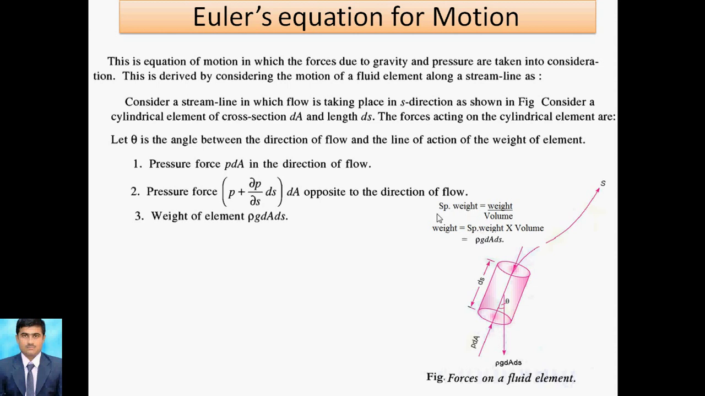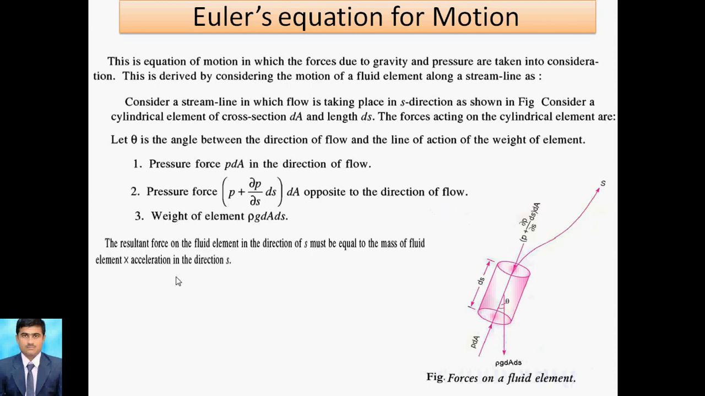Specific weight has two formulas. The first is specific weight equals weight upon volume, and the second is specific weight equals rho into g. Volume means area into length. The area of this cylindrical tube is dA and the length is ds. So the weight is rho g dA ds. These are the three terms resolved here. Now these forces are nothing but Fx equals m ax, so we add these forces here.